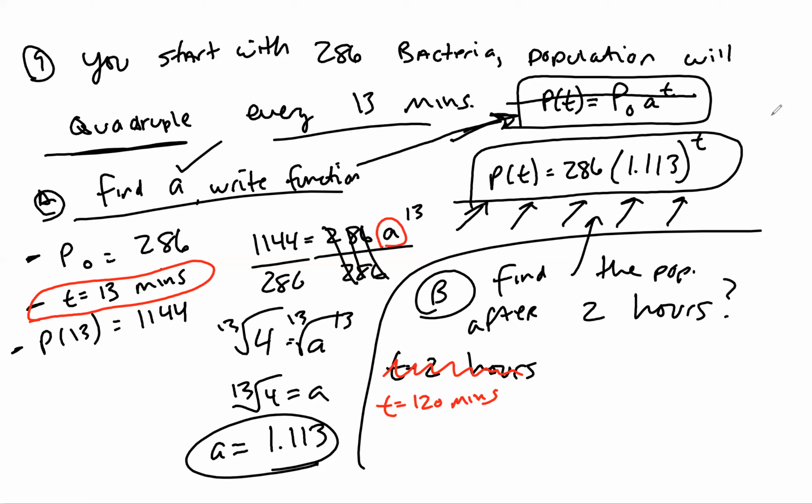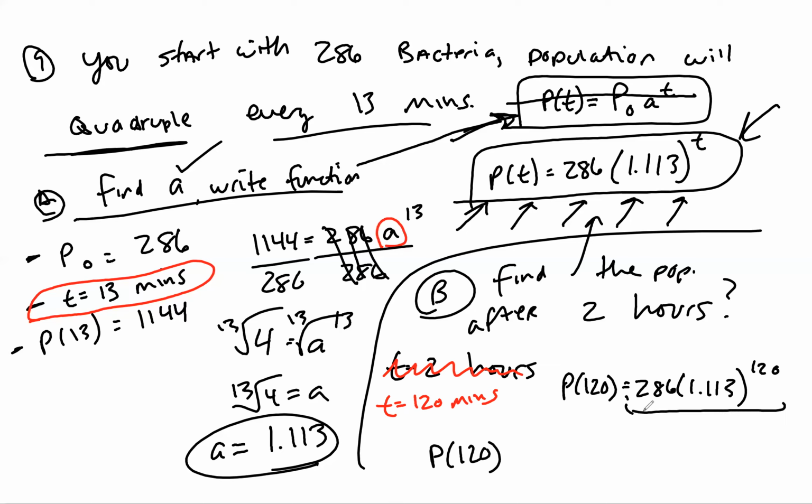And so I'm going to take this formula and I'm going to plug this T into it, and I'm going to calculate, and that's going to tell me how many bacteria I have after 2 hours has passed. Okay, so we're going to say P of 120 equals 286 times 1.113 to the 120th. And then again, you're just going to type this problem in as it is. Okay, all of this gets typed right in. And when you do that, you're going to get a big number. And also, it says in Hawks to go ahead and round this to the nearest whole number.